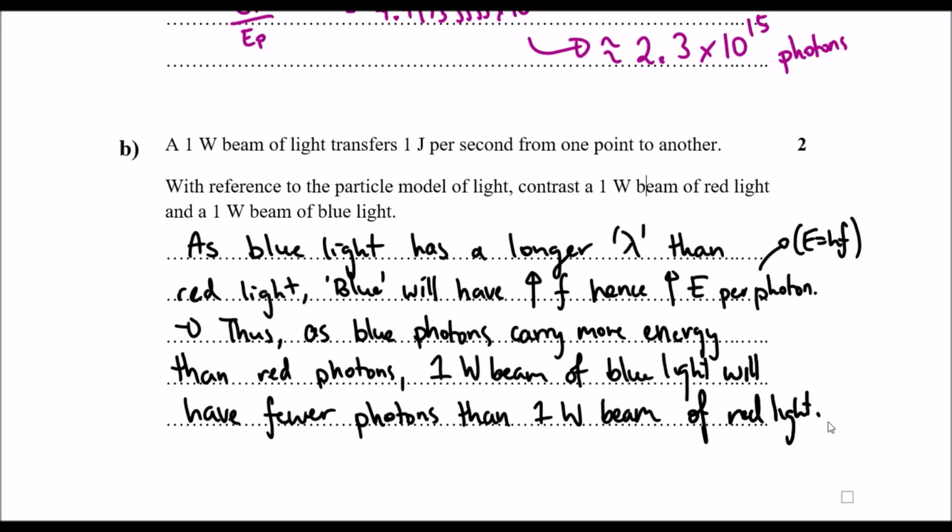And that's how you would approach the question. You need to firstly explain the link between the wavelengths and how that affects the energy of the individual photon. And then you can make the link that even though I have the same amount of energy transfer of red light and blue light in that particular second in time, what that actually means is there's a smaller quantity of blue photons than there are of red photons.